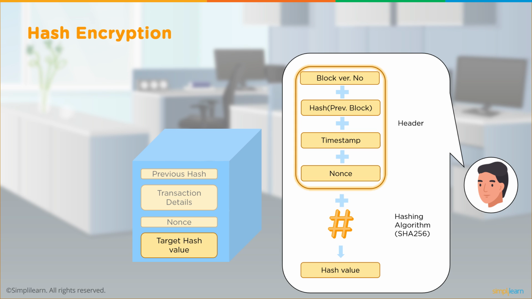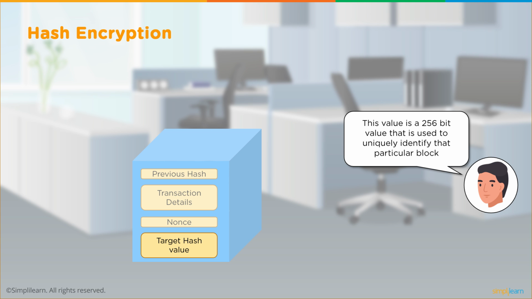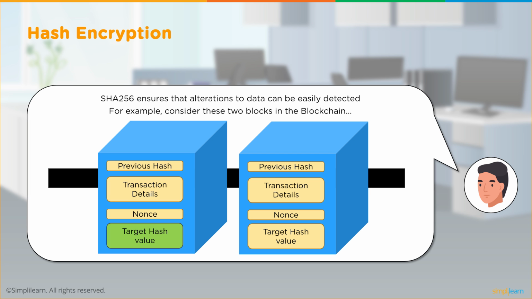In the case of a Bitcoin network, it is SHA-256, and a hash value is generated. And now this hash value becomes the hash value of the block. Now this value is a 256-bit value that is used to uniquely identify the particular block. So SHA-256 ensures that alterations to data can be easily detected.